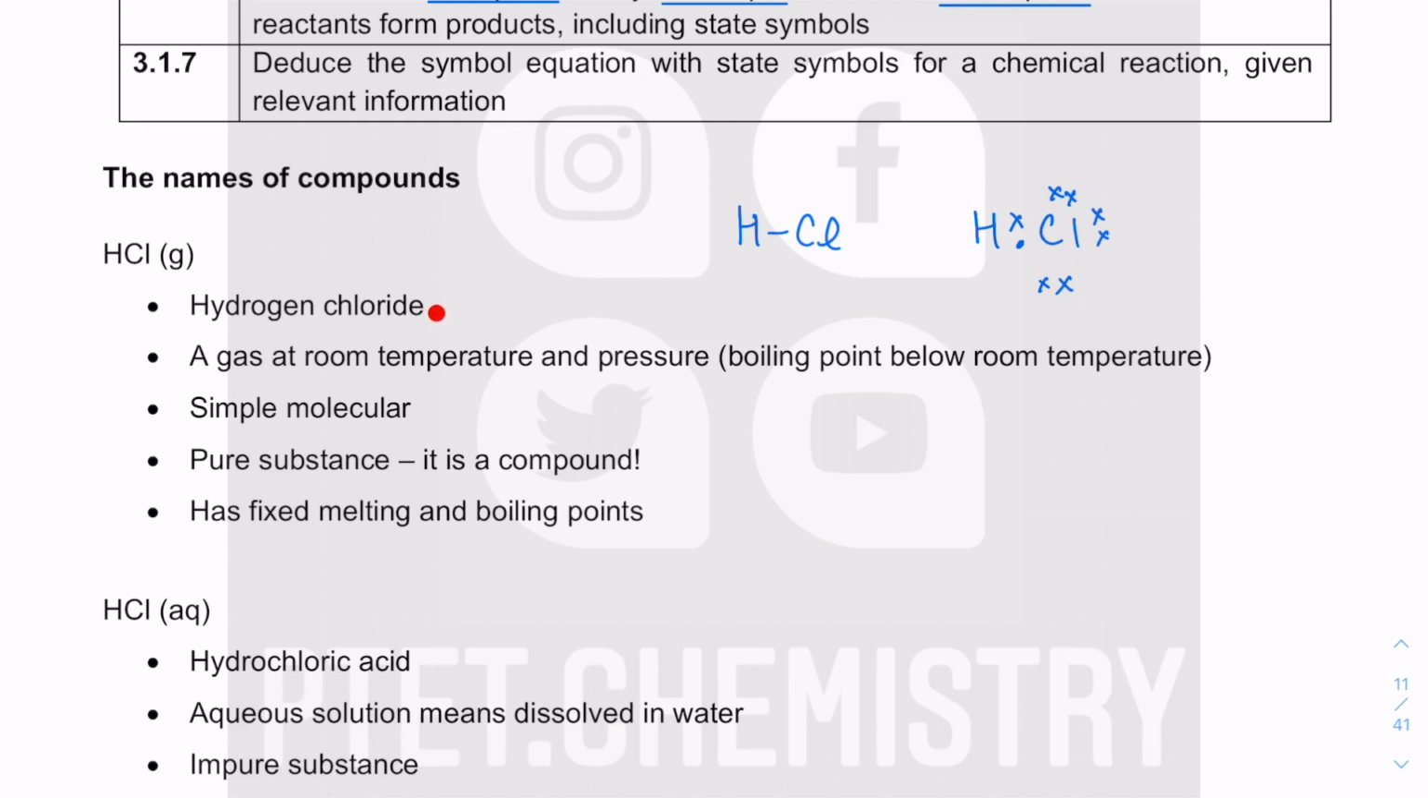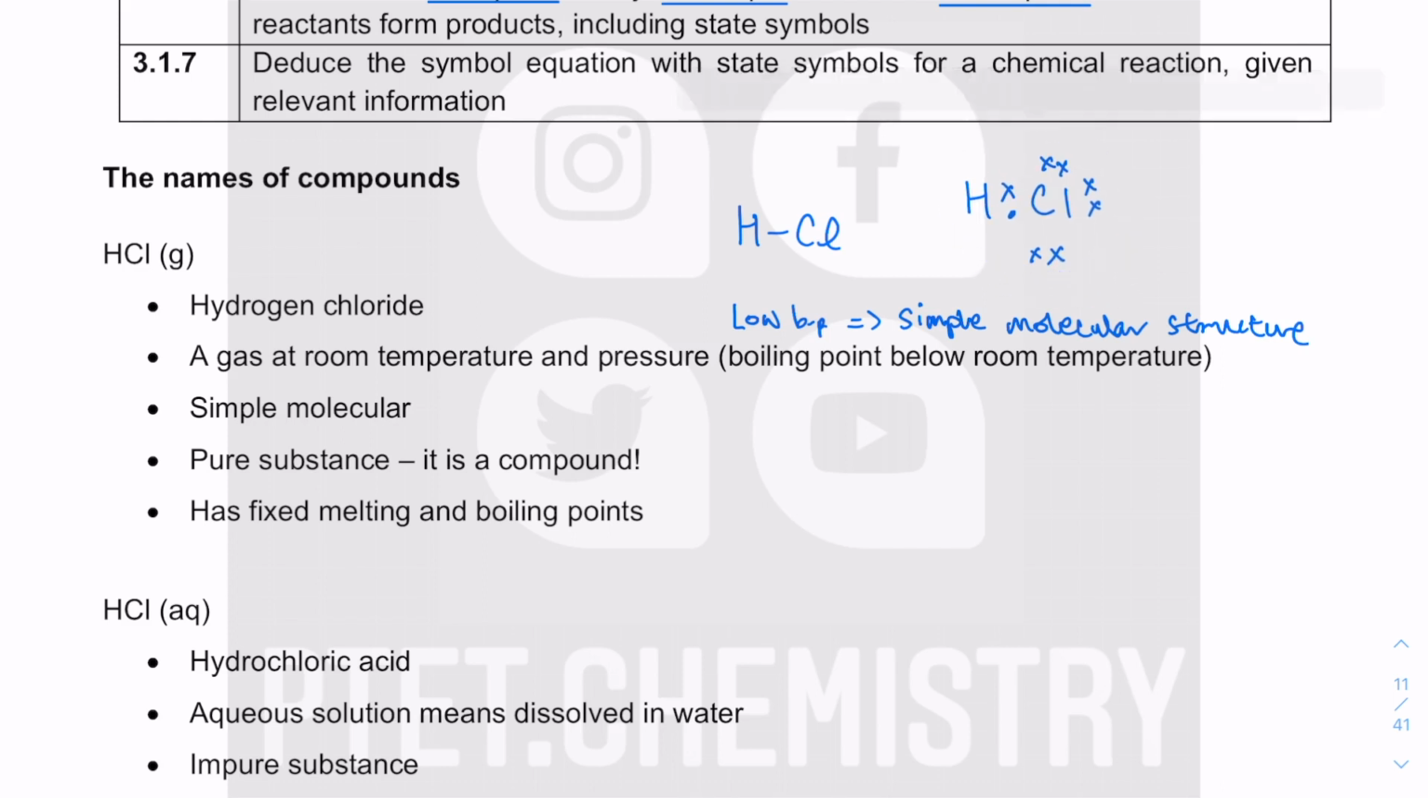The name is called hydrogen chloride molecule because it's a pure substance. It's just existing as HCl covalently bonded. It's a gas because of its low boiling point, and that is a result of its simple molecular structure. So we can imagine that with a simple molecular structure, we are just breaking the weak intermolecular forces of attraction between the molecules as we boil it. And of course it's a compound and a pure substance, there's nothing else present together with it, and it will have a fixed melting and boiling point because it's a pure substance.